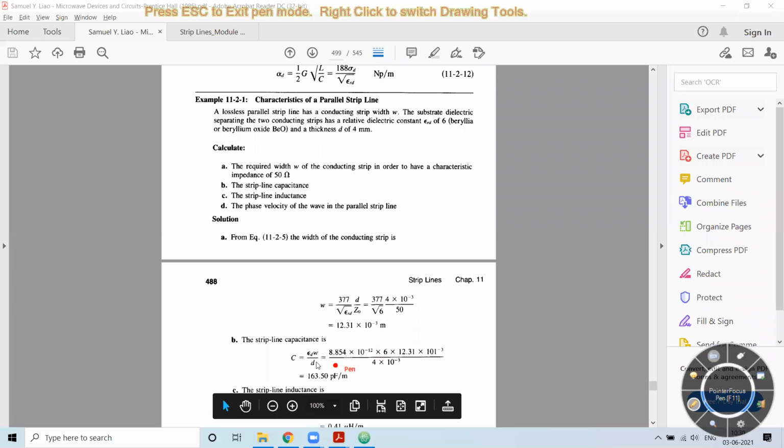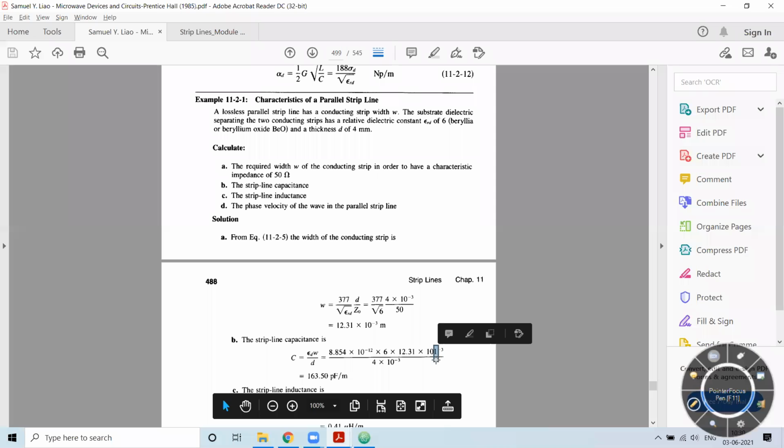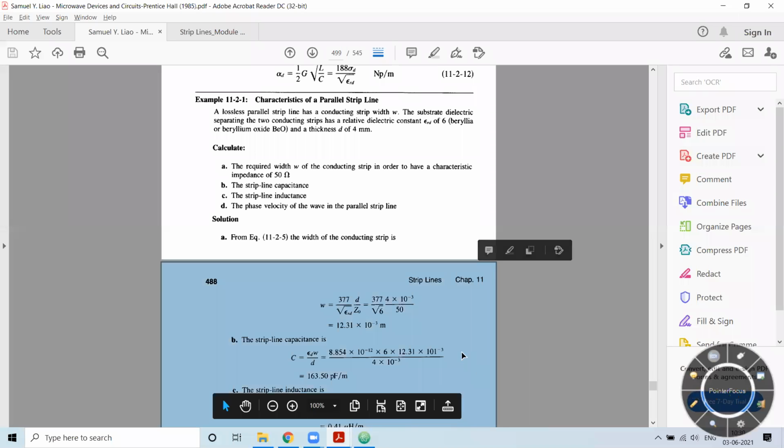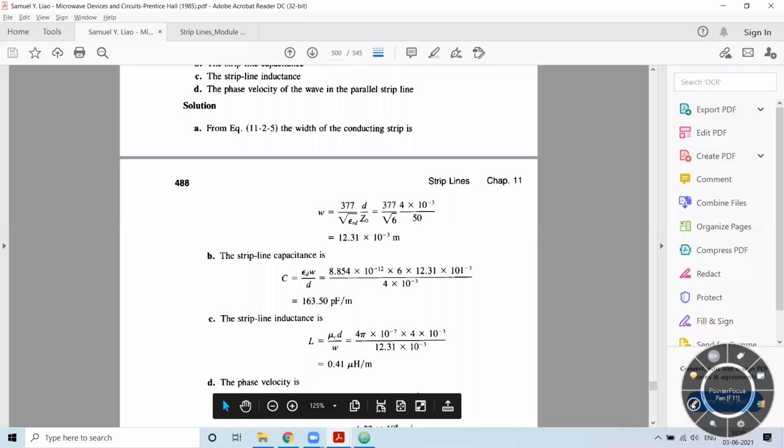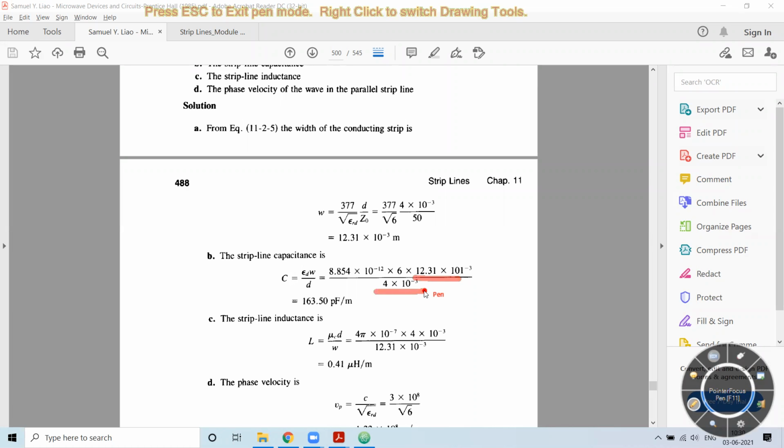Next, you have the width of the strip lines, which is 12.31 into 10 raised to minus 3. There is a typo error over here. It is not 101 raised to minus 3, it is 10 raised to minus 3. So just rectify that. So it is 12.31 into 10 raised to minus 3 divided by 4 millimeter, that is 4 into 10 raised to minus 3. So when you calculate the capacitance, it turns out around 163.50 picofarad per meter.